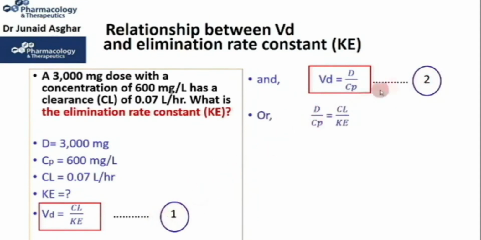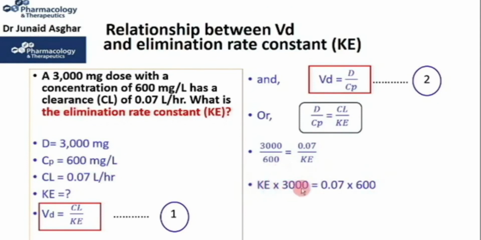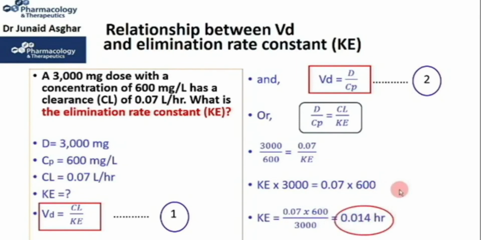So let's combine equation 1 and 2. It becomes D over Cp, which is equal to clearance over Ke. Let's put the values. D is 3000 over 600. Now the 600 is our Cp. 0.07 is the clearance in liters per hour, and we are asked to calculate Ke, the elimination rate constant for this drug. So with the cross multiplication, we get Ke is equal to 0.014 per hour.